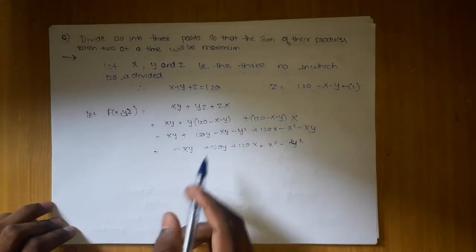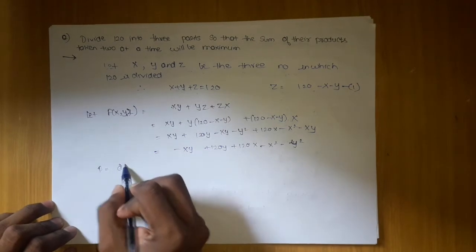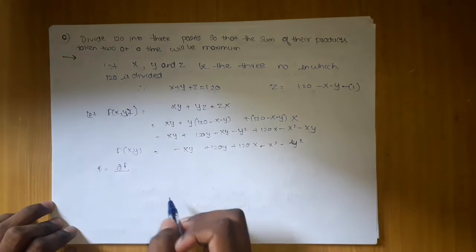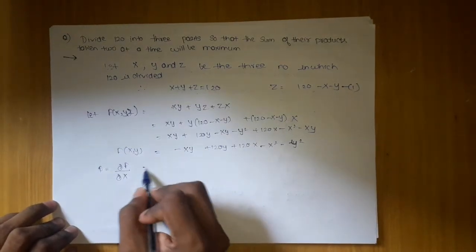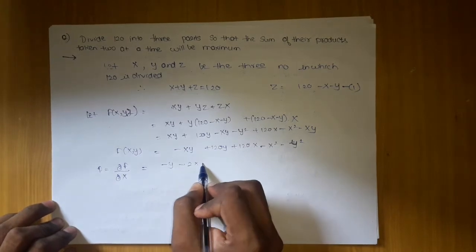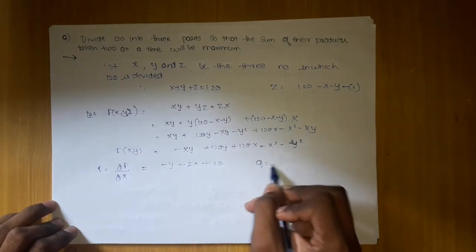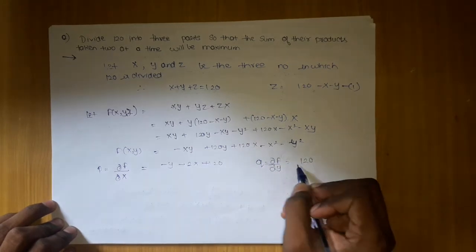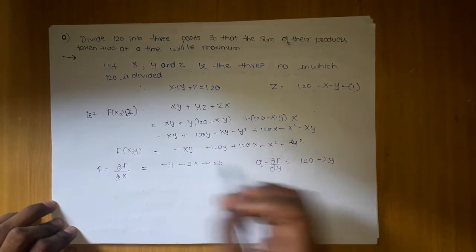Now what we can do, we need to get p, q, r, s, t. So p is what? Del f by del x; now this function is a function of x comma y. In the starting it was x, y and z, but now it is x comma y. So del f by del x is nothing but minus y minus 2x plus 120, and q, which you will see, is del f by del y, which is 120 minus 2y minus x.